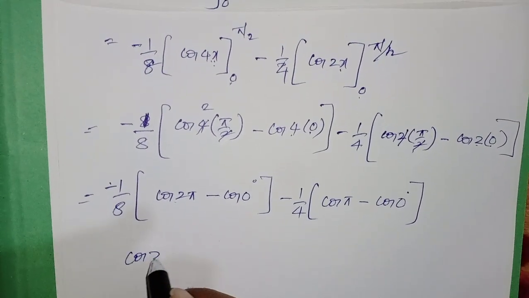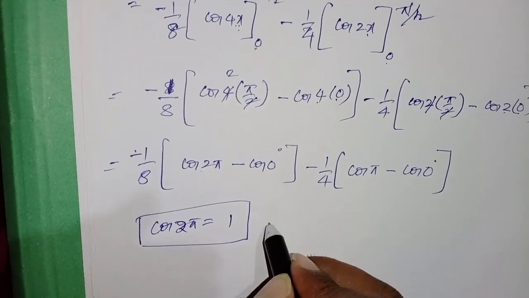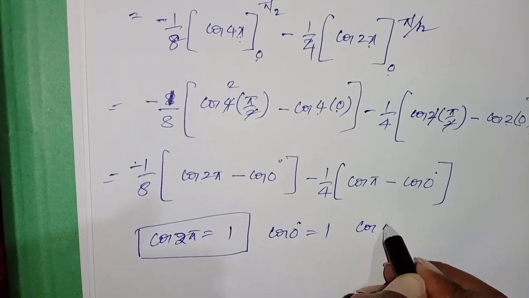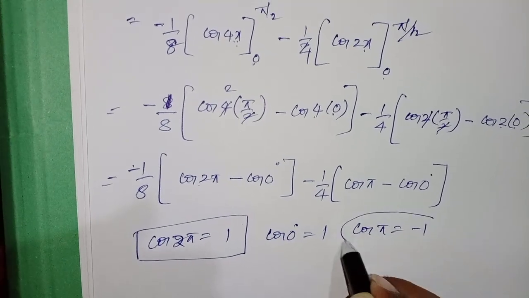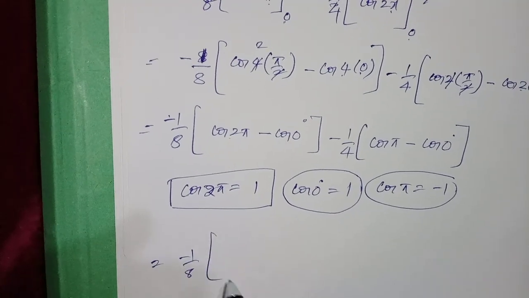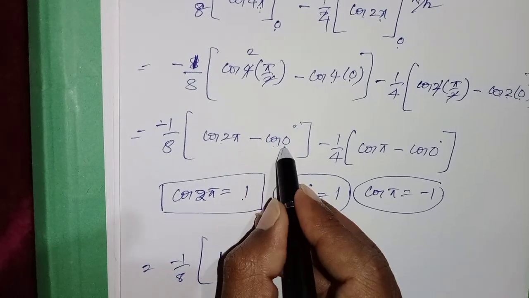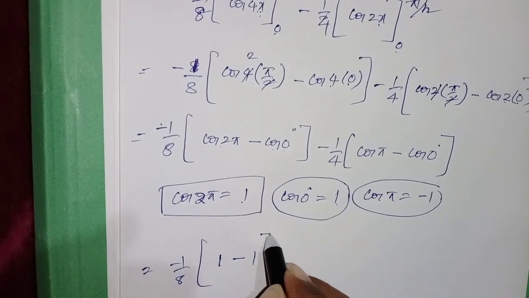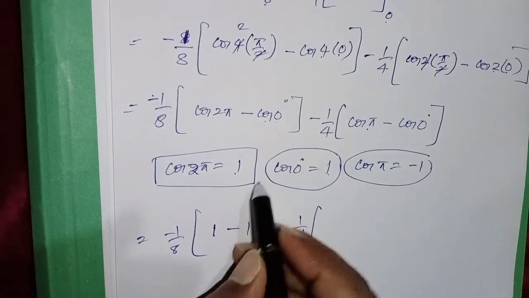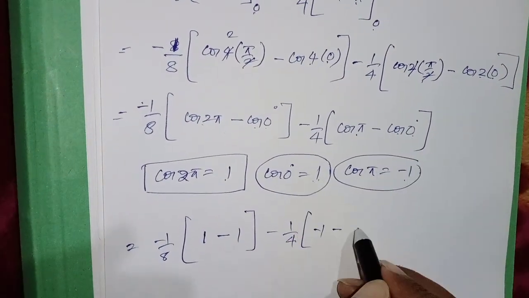We know that cos 2 pi is equal to 1, cos 0 is equal to 1. The next, cos pi is equal to minus 1. So minus 1 by 8, here cos 2 pi value is 1, 1 minus cos 0 value is 1, minus 1 by 4 into cos pi value is minus 1, minus cos 0 value is 1.